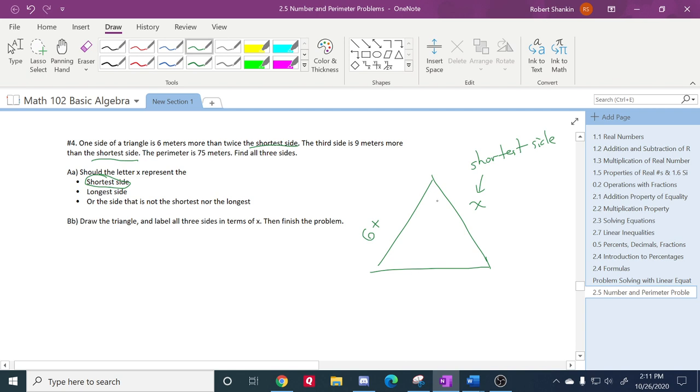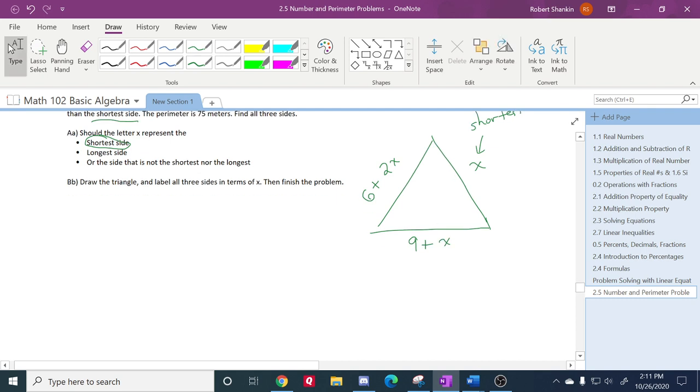How do I get twice the shortest? Is it x plus 2 or x times 2? Well, to double something like 20, to 40, would be twice it. It's multiplying. The third side is 9 meters more than the shortest side. Compared to the shortest, so we get these. Once I have this, I can make my equation.